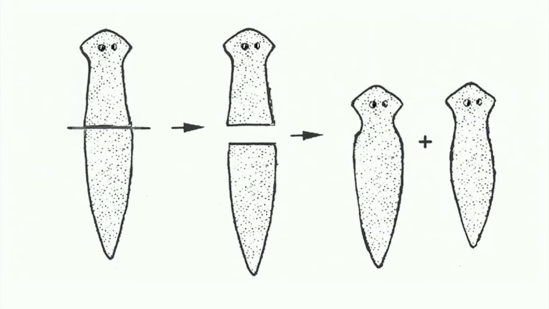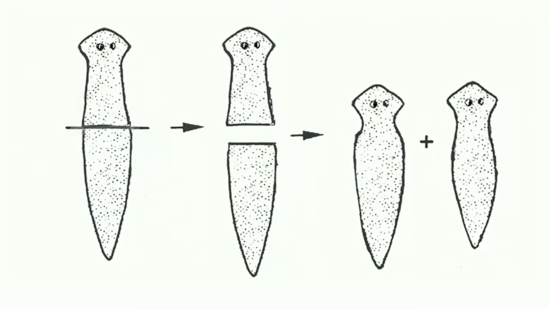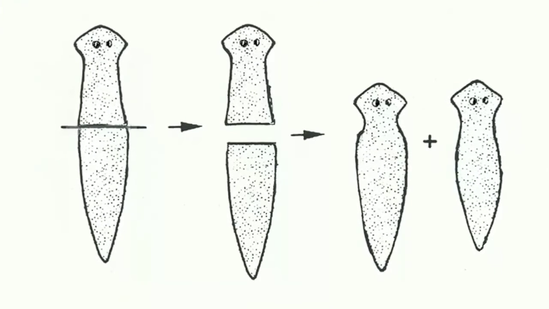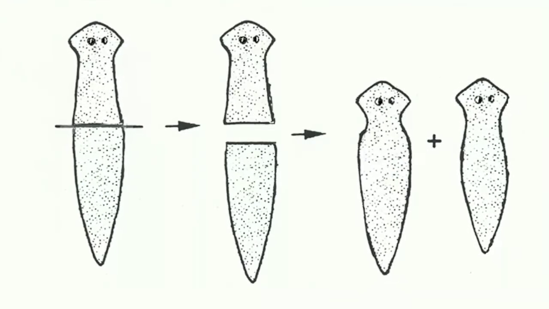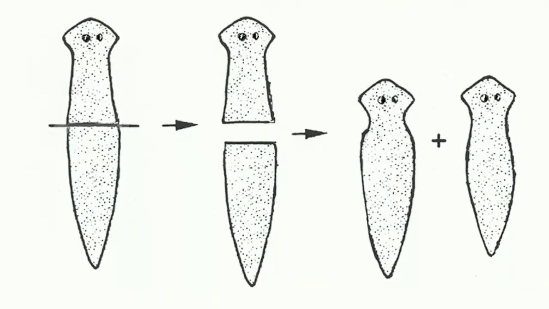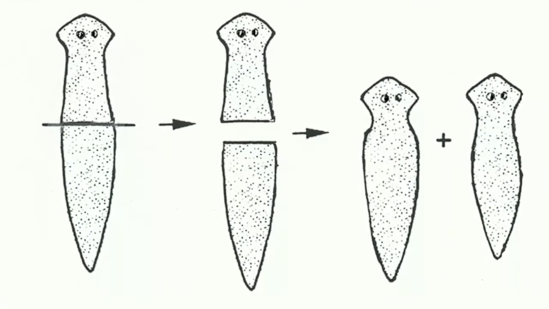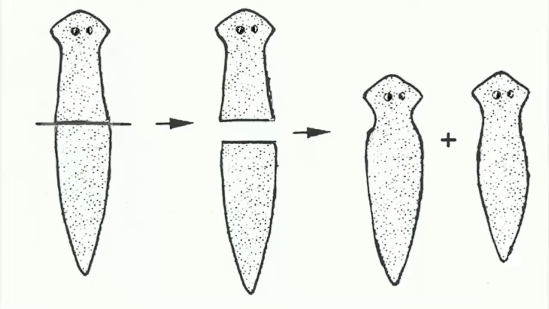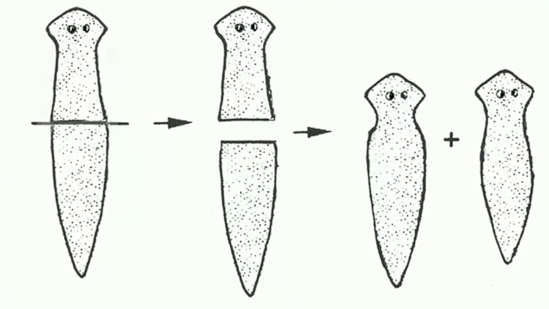Flatworms are able to reproduce asexually and sexually, but sexual reproduction is preferable. If a worm is cut in half, the head of the worm will regenerate a tail, and the severed tail will also regenerate a new head, asexually resulting in 2 flatworms.